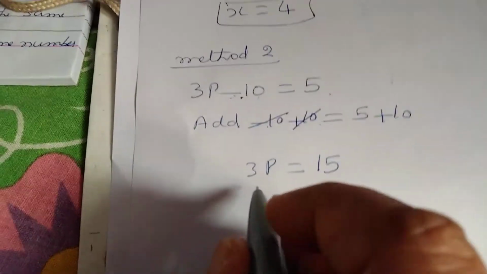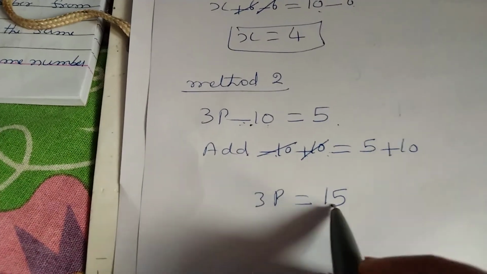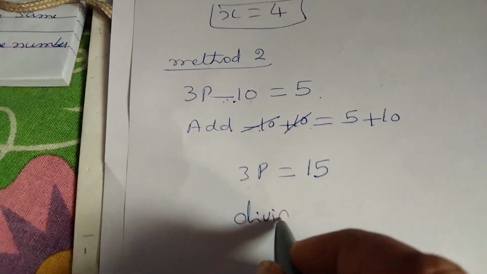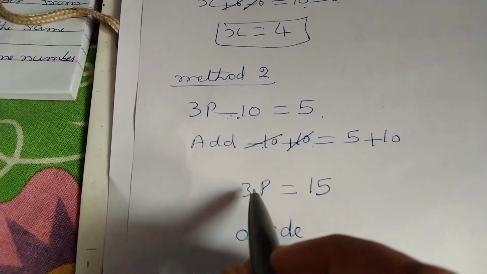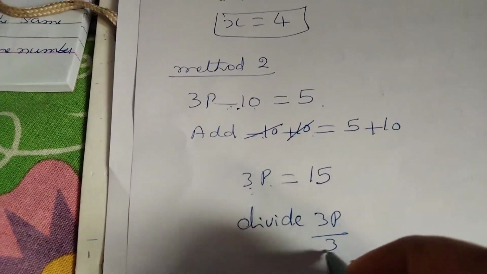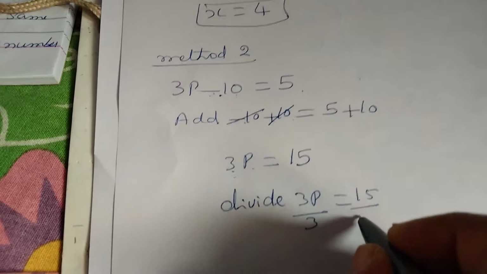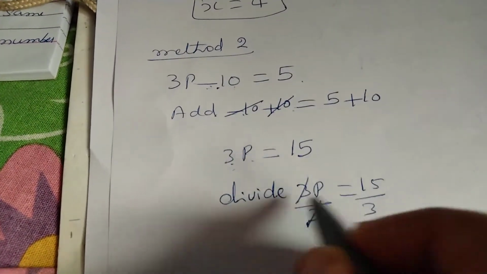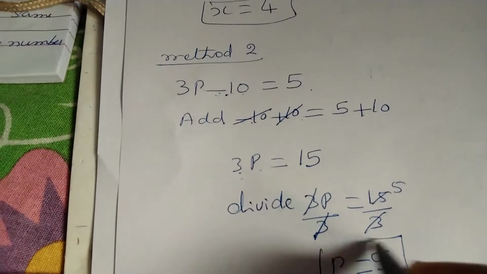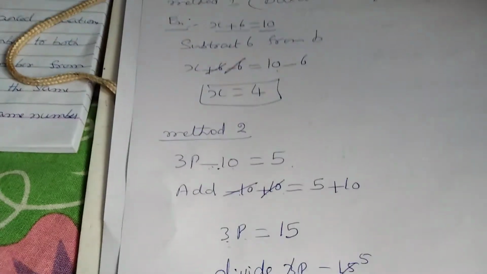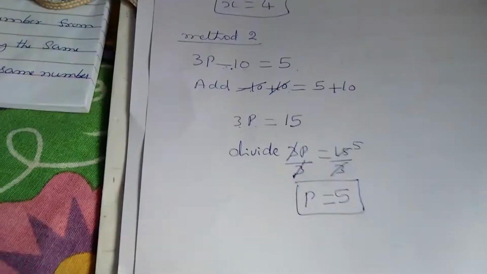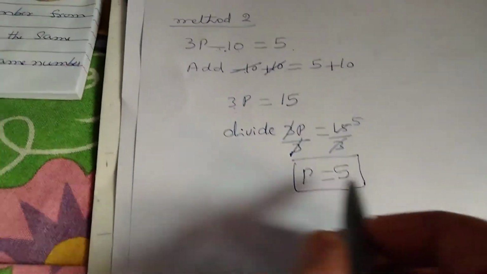Now here we get 3p is equal to 15. Now we have to divide both 3p and 15 by 3. So 3p by 3 is equal to 15 by 3. Here 3 ones are 3, and 3 fives are 15. So p is equal to 5. So this is the first method, the balance method. This is the second method. But this is not an efficient method to solve the equation.